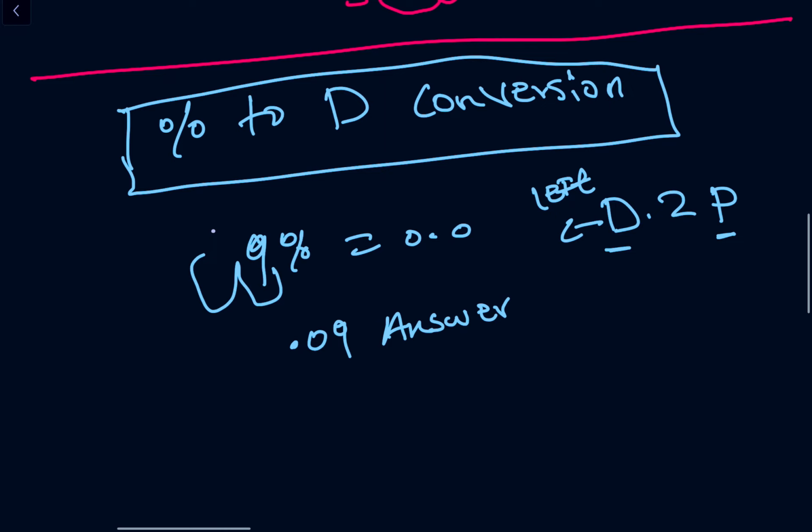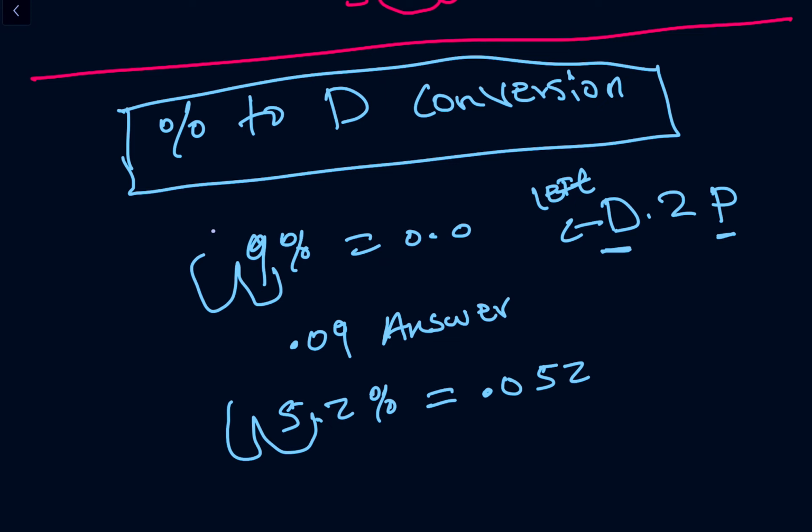Let's take a few more examples. You can try to do all of this using the same formula, and then see if you get it right. Let's take 5.2% to convert that to decimal. The same thing that we did for the first example is what we're going to do. We're going to move the decimal point 2 places to the left, which is going to be 1, 2. We're going to have 0.052 as an answer.